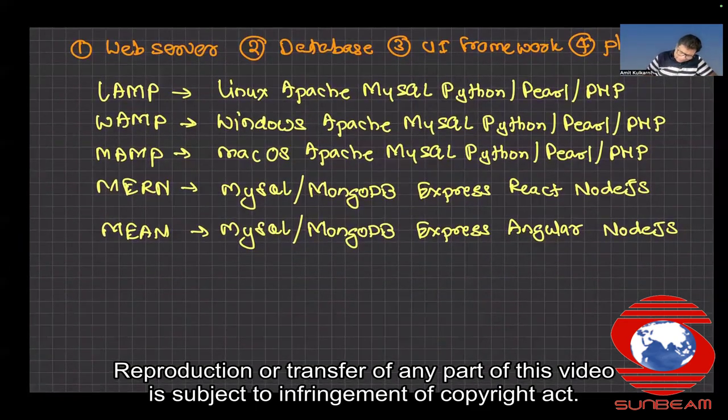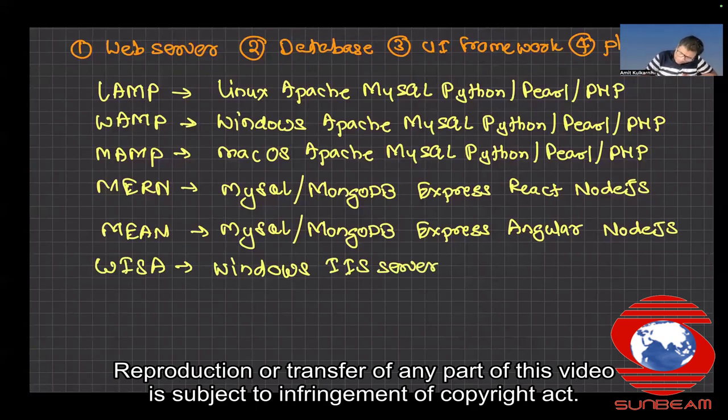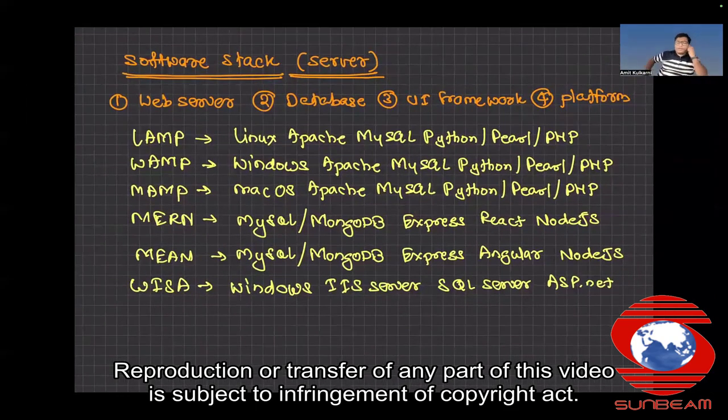And finally, there are many others. This is the final one, in a sense, which is very popular. This is called the WISA stack. WISA stands for W for Windows, I for IIS server, which is the Windows web server developed by Microsoft free of cost, S stands for SQL Server database, and A stands for ASP.NET. This is for developing the user interface using .NET, using the C# language.